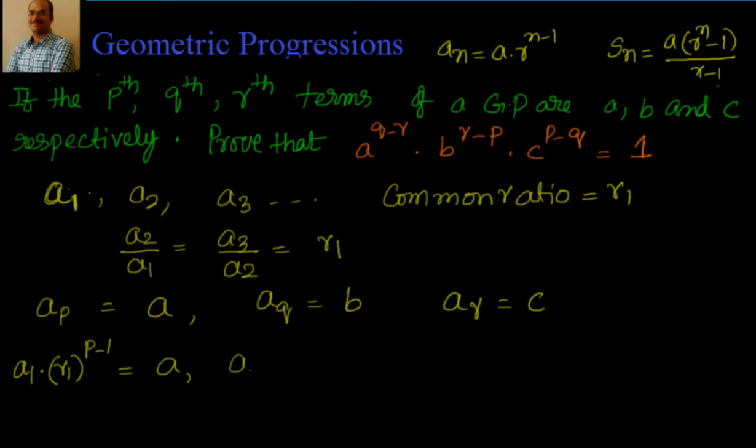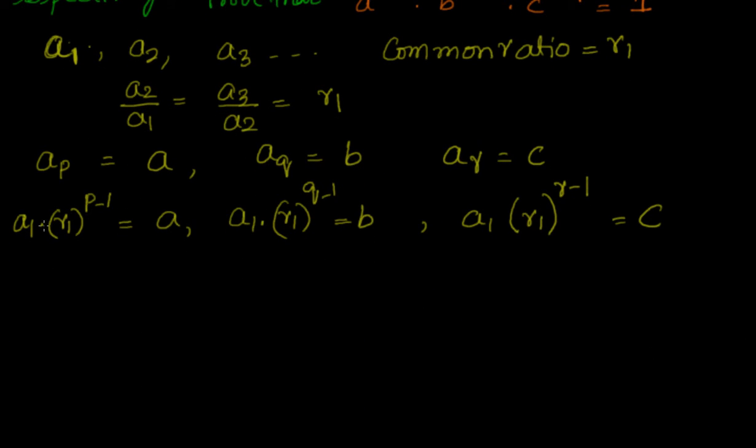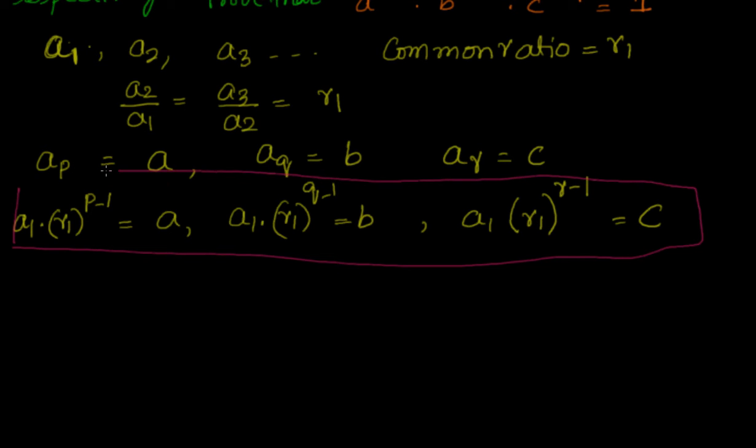Similarly, I have a1 into r1 to the power of q minus 1 equal to b. Similarly, I have a1 into r1 to the power of r minus 1 equal to c. Now, this is what we have got: these three equations. Now let's leverage this to prove. What do I have to prove?